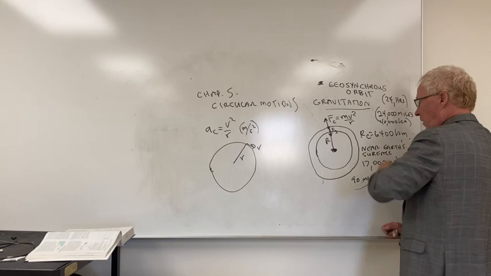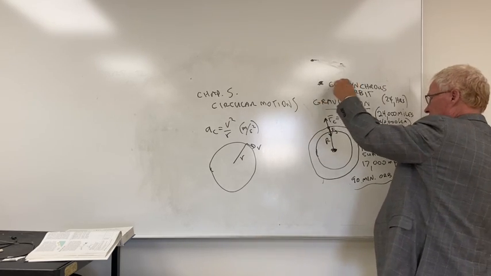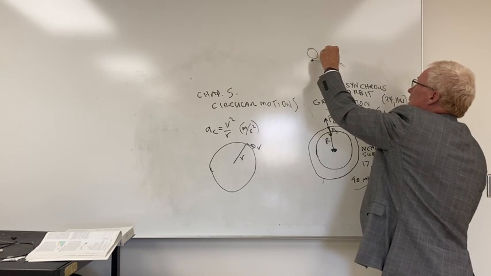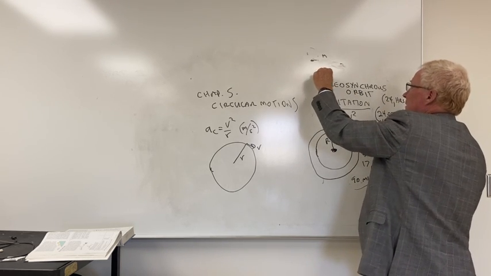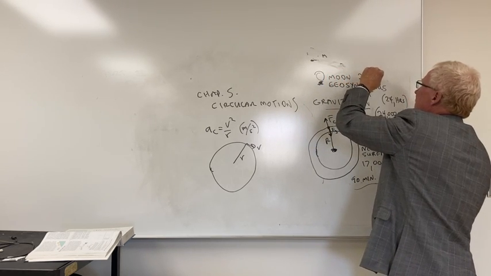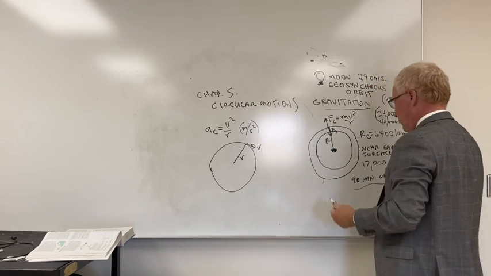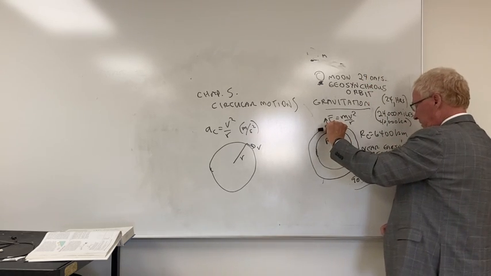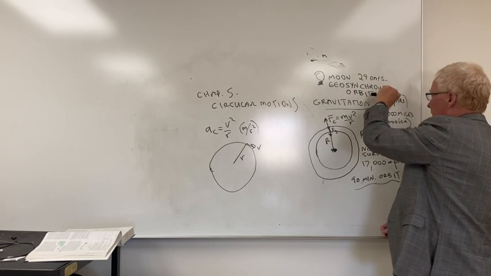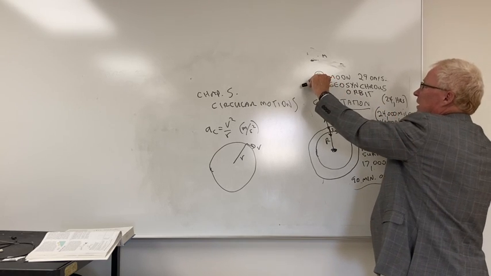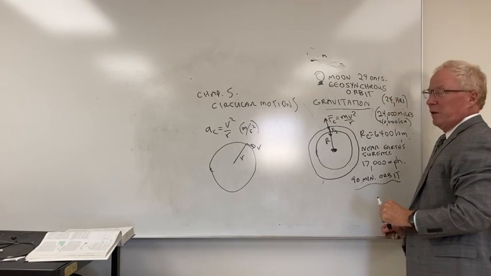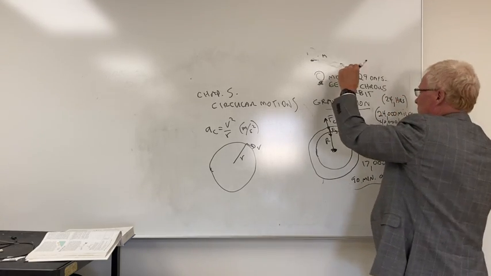So the farther out you go, the slower they go. Now we go out as far as the moon, and the moon takes 29 days. So that's the range we have here. At the Earth's surface, it takes about 90 minutes. At geosynchronous, it takes 24 hours. But for the moon, which is way, way out there, 240,000 miles, it takes 29 days.